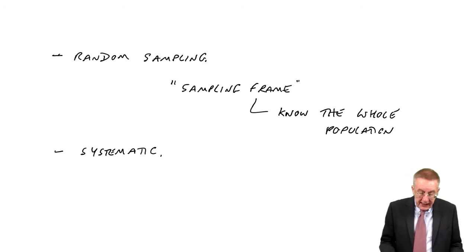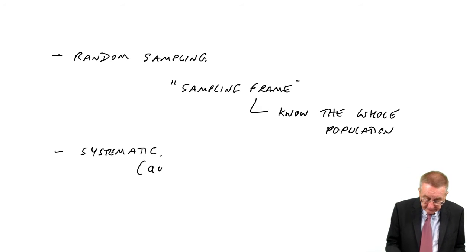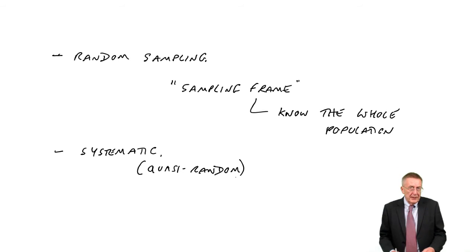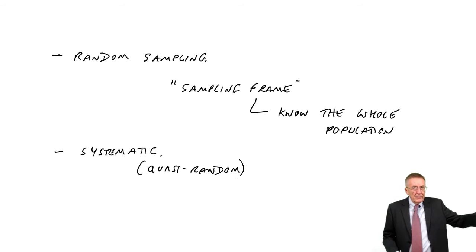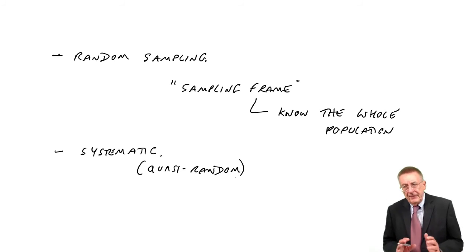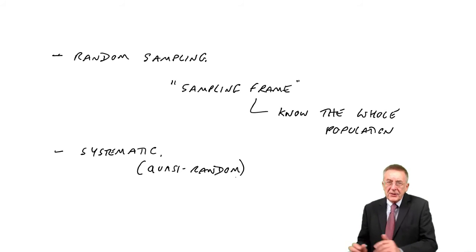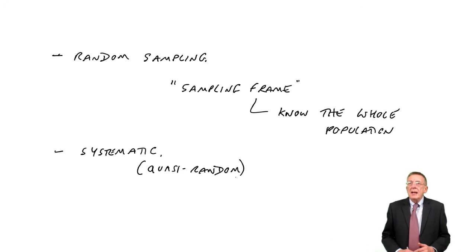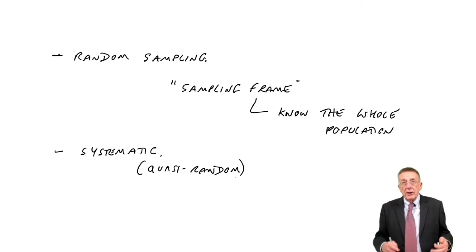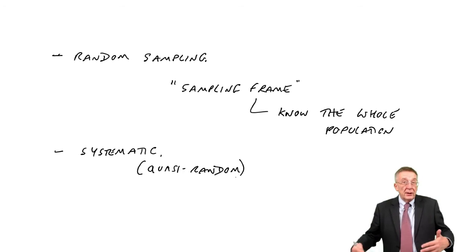Now, I've written against it, it's quasi-random. All I mean by that is it's random in a sense, but it's not purely random. Every 100th, there's no bias. I'm not accidentally picking that sort of person or that sort of person. But it's not pure random, because clearly every person doesn't have an equal chance of being selected. You're either number 100, number 200, or you're not.